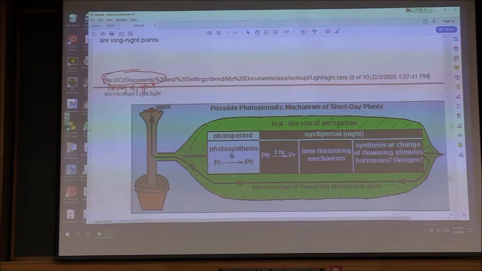If I shine red light on a plant, what happens to the phytochrome? Goes from PR to PFR. How fast? If I shine white light on a plant, what happens to the phytochrome? PFR will appear. How fast will that occur?